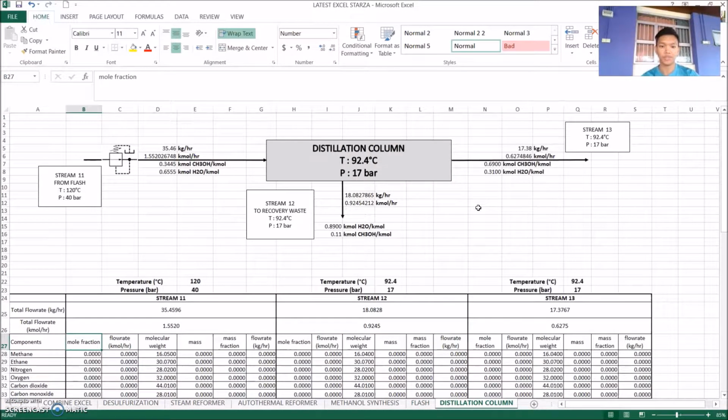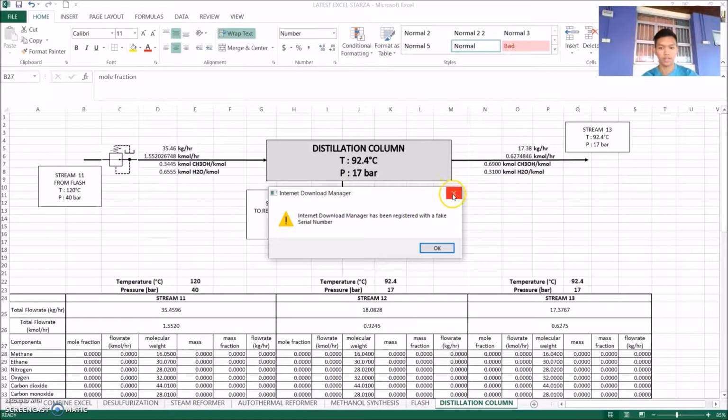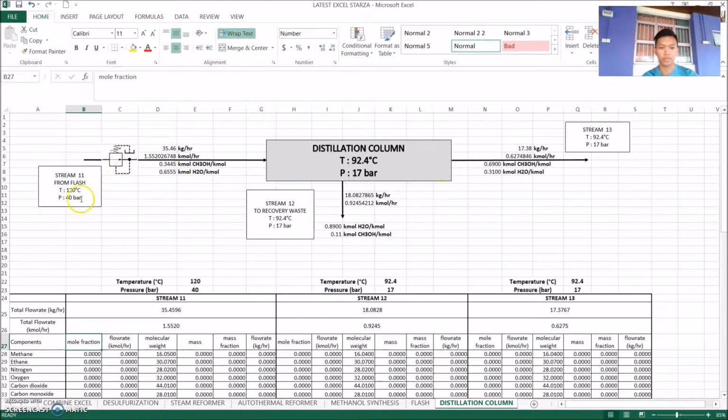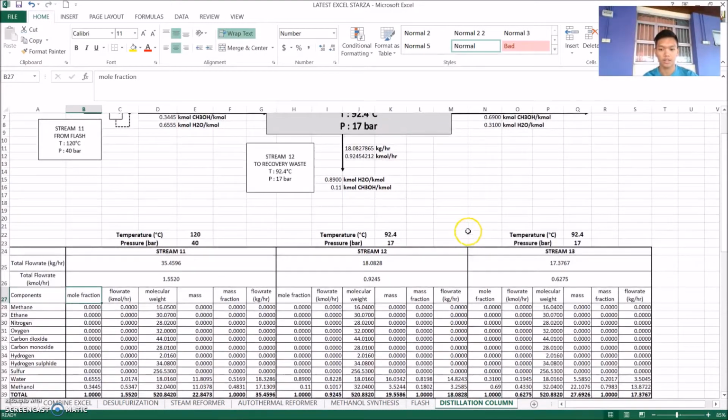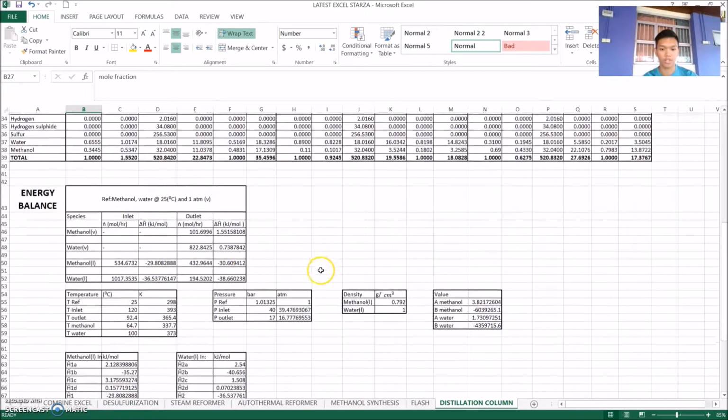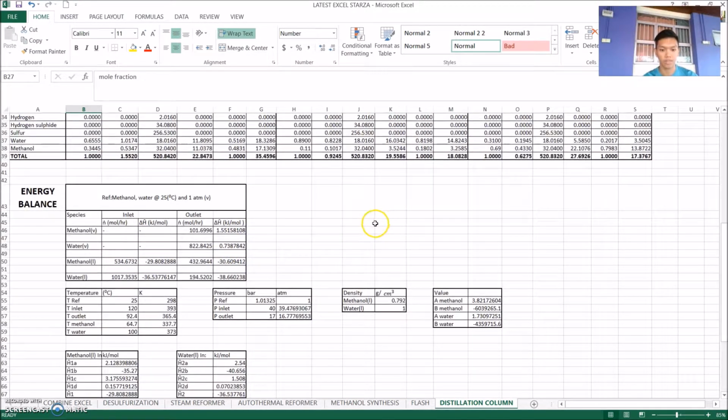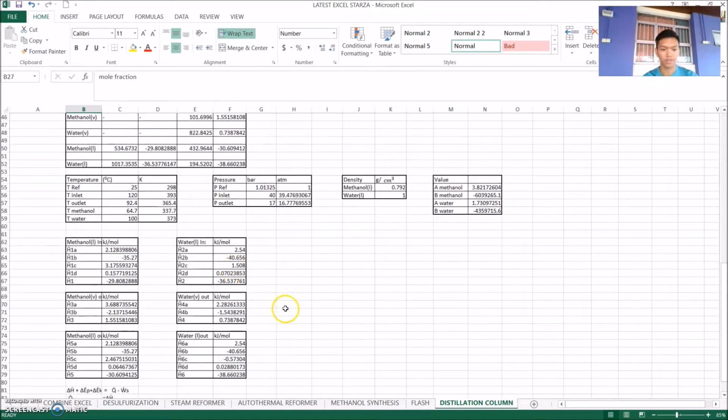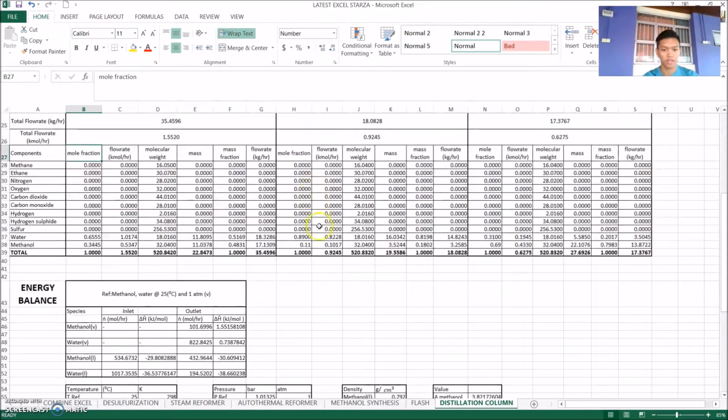So now we move to the distillation column. First, there is a pressure valve, which is to decrease the pressure from 40 bar to 17 bar before entering the distillation column. And this is the energy calculation for the distillation column. For the input, as you can see here, this is the input and this is the output.